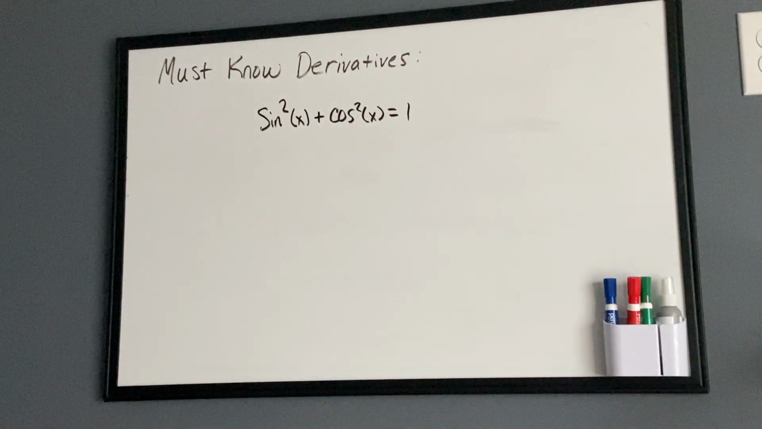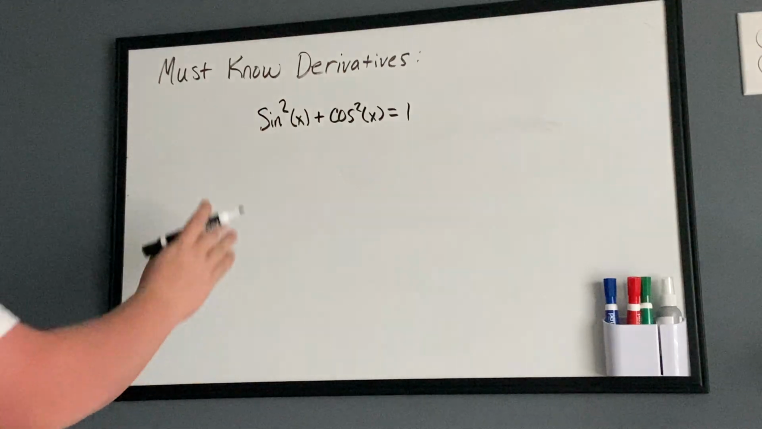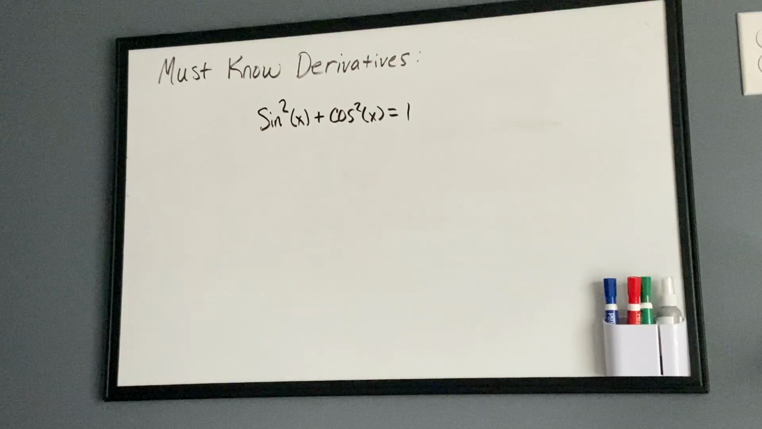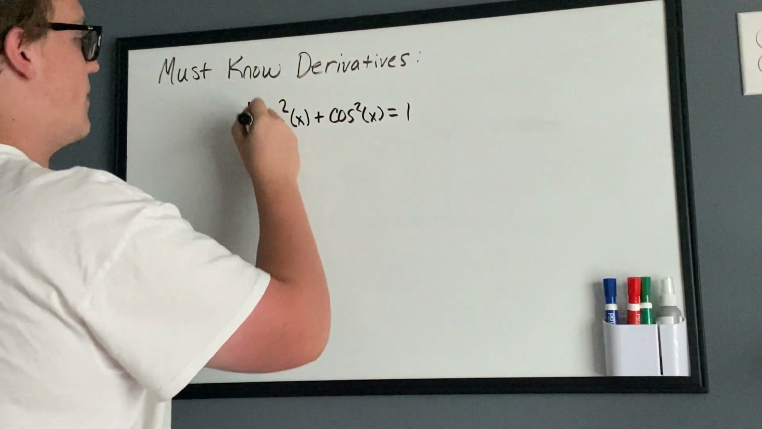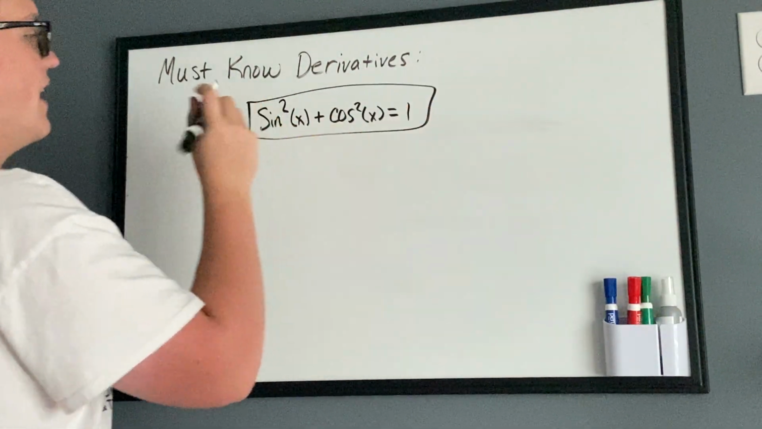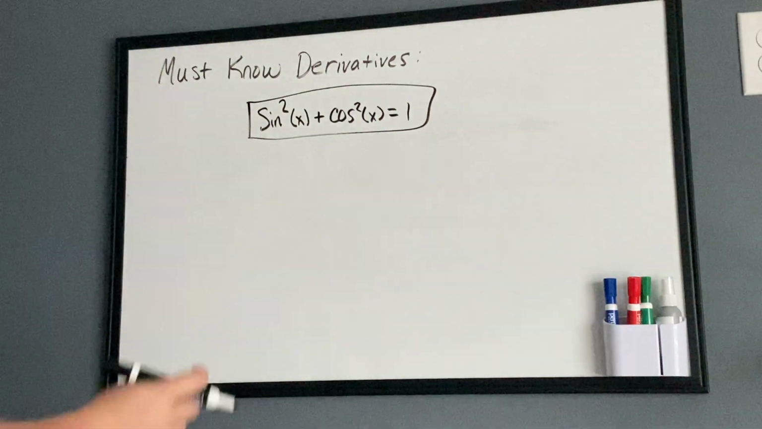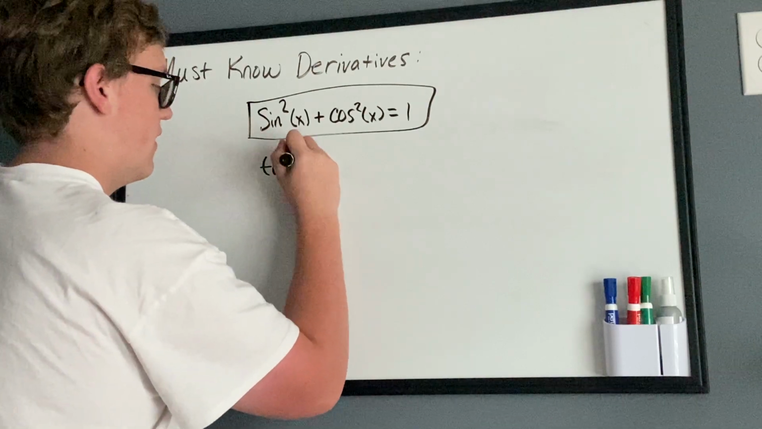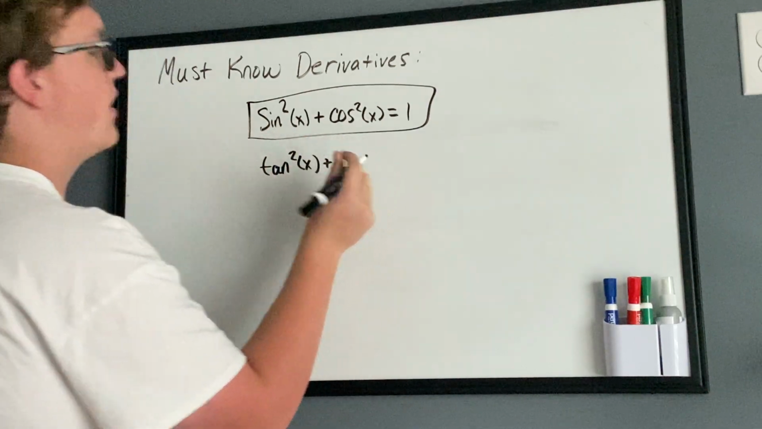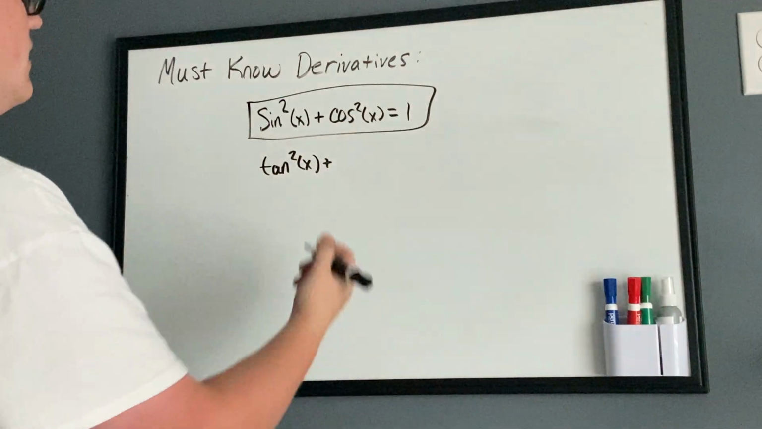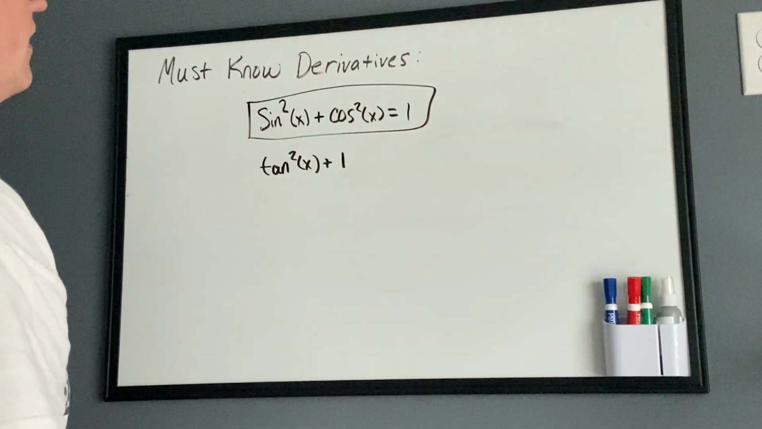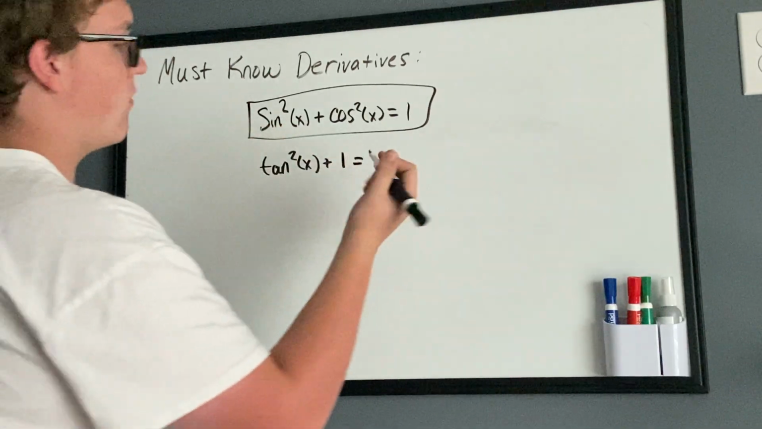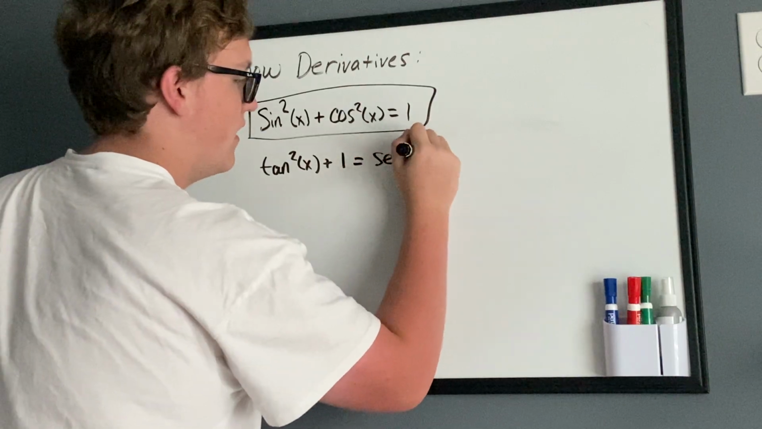There's two other identities, and the way you get those is by either dividing the entire thing by sine squared of x, or dividing the entire thing by cosine squared of x. So this is the basic one. If we divide everything by cosine squared of x, well, we have sine squared over cosine squared, that's tangent squared of x, plus cosine squared over cosine squared, well, that's just going to be 1. And that equals 1 over cosine squared of x, which we know 1 over cosine is secant. So we have secant squared of x.